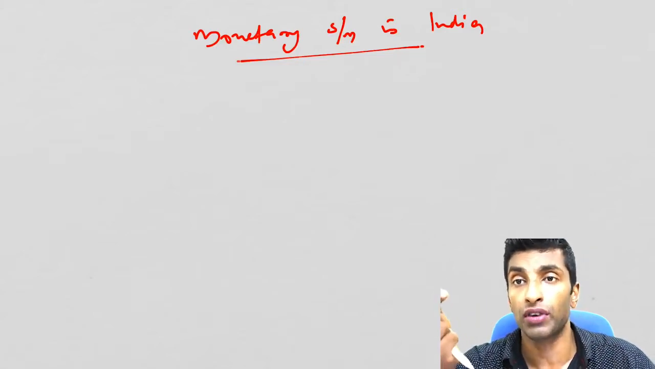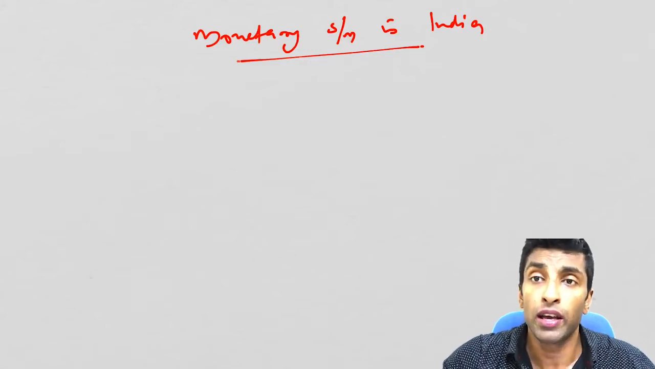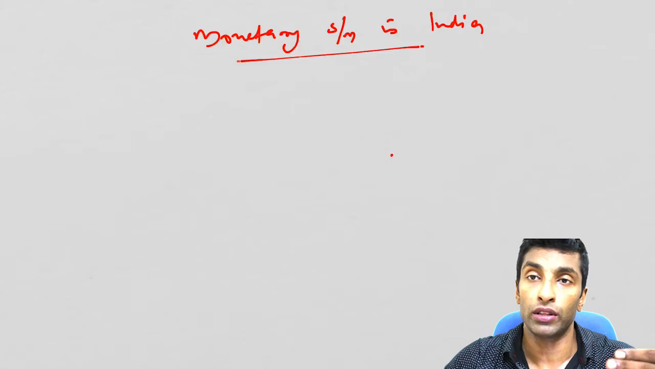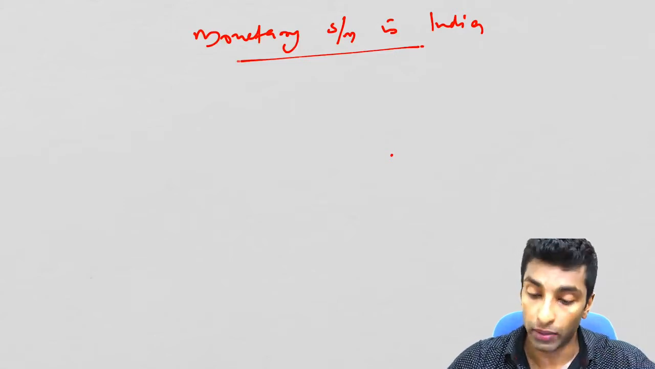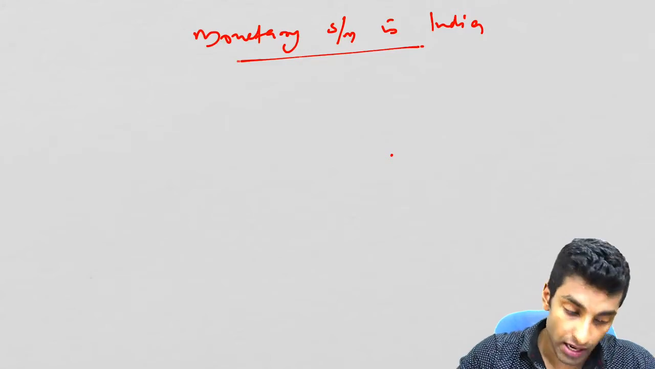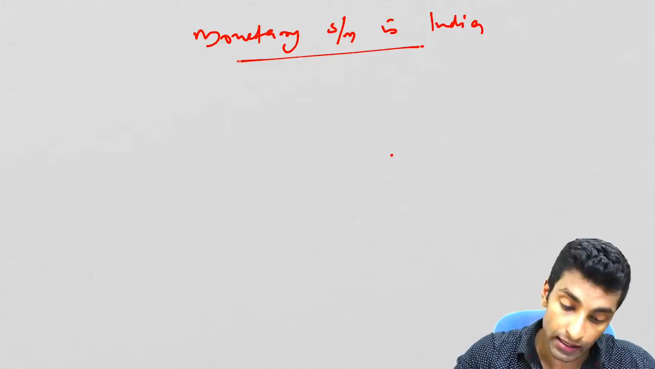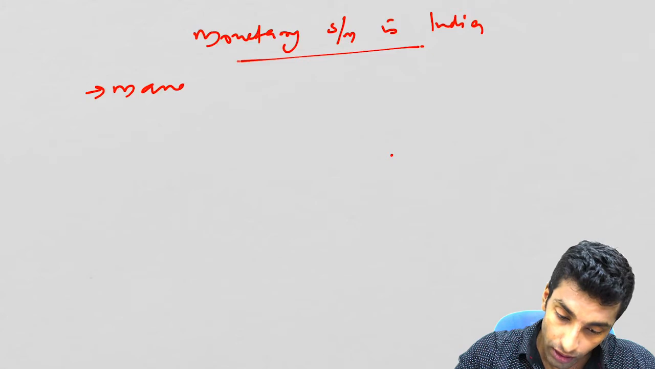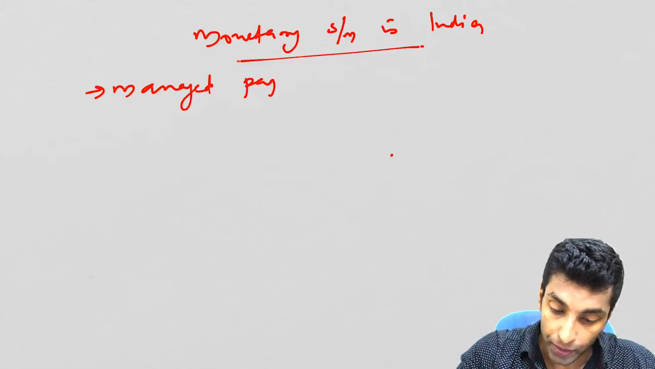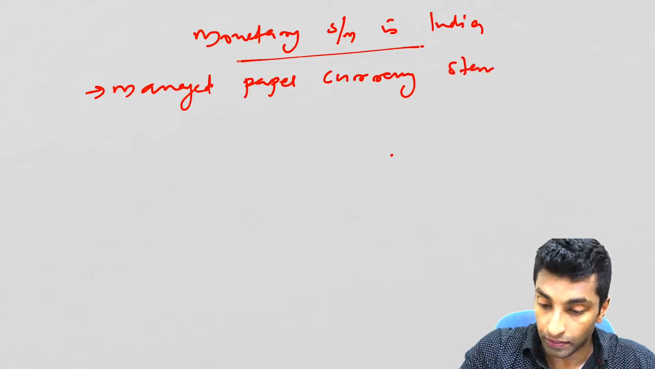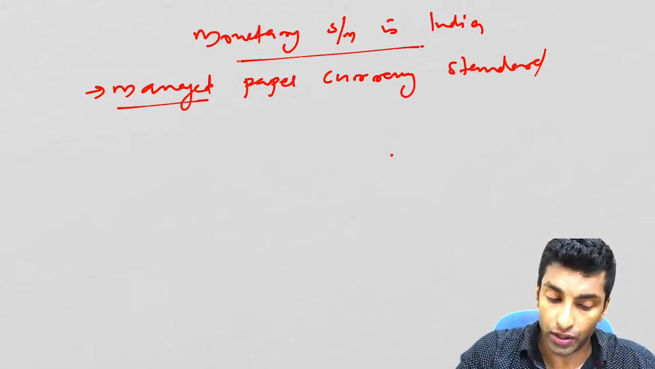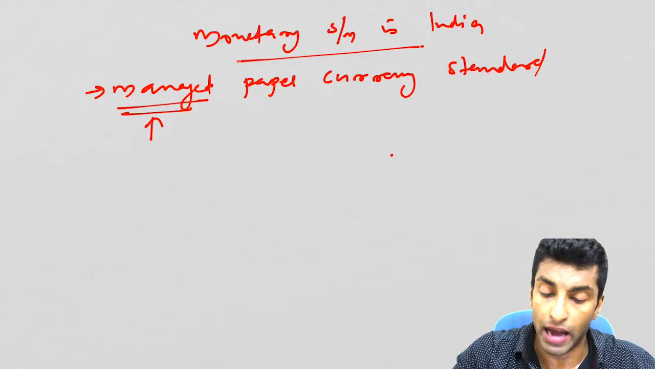And towards the end, we have discussed token money, and I have told you it is not necessary that you need to keep equal amount of bullion with the issuing authority to issue the money. Now we are following token money. So the currency system in India is actually managed paper currency standard. Now if you see here, this word is very important because government can manage, right?